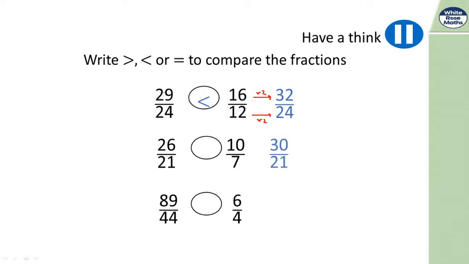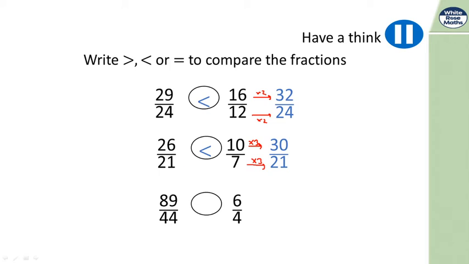The next one, we have 10/7. What do you multiply 7 by to get 21? You multiply it by 3. Whatever you do to the bottom, you do to the top. 10 times 3 is 30. So then we compare 30/21 to 26/21. 30 is bigger than 26.